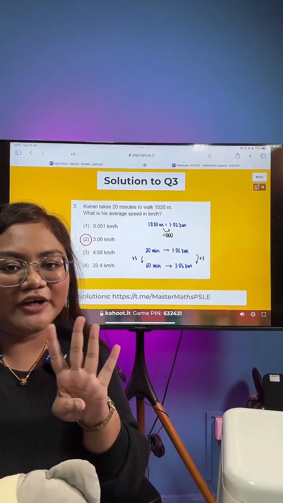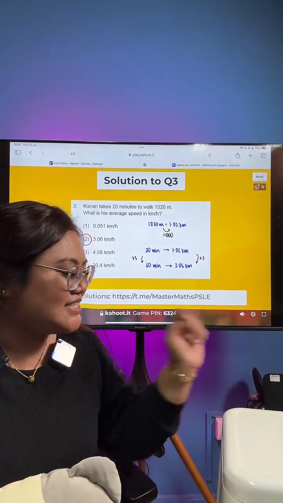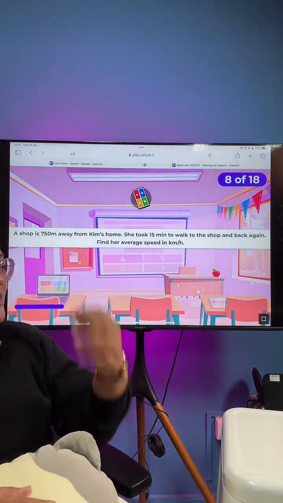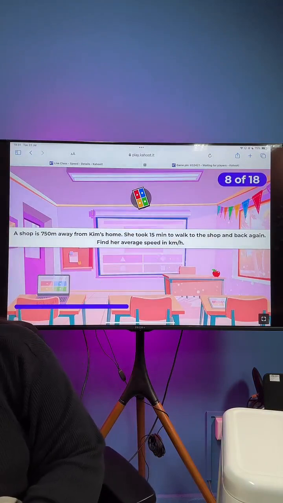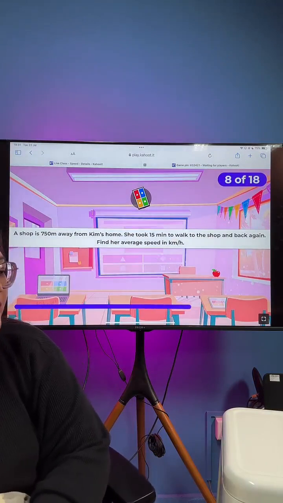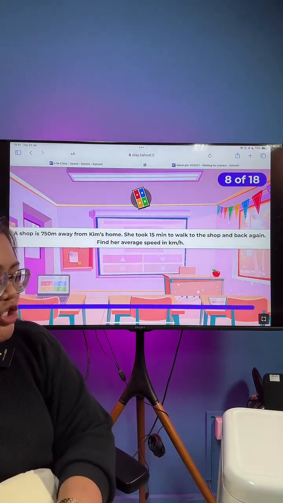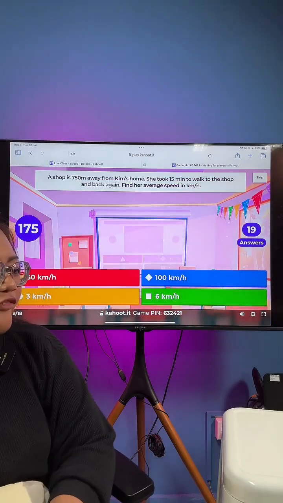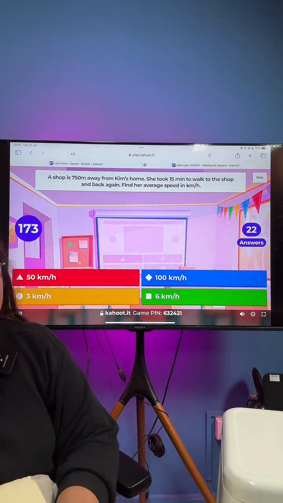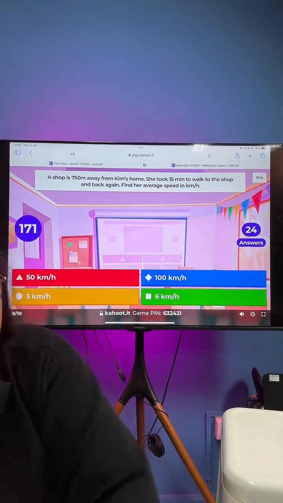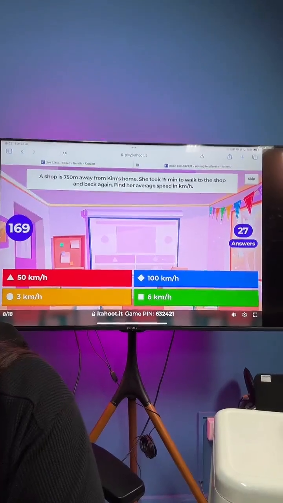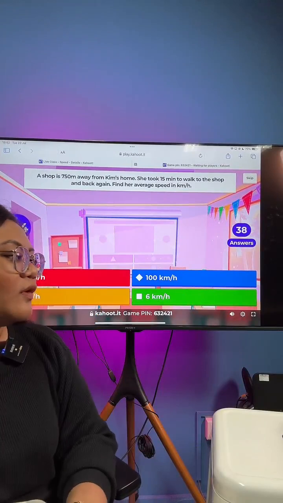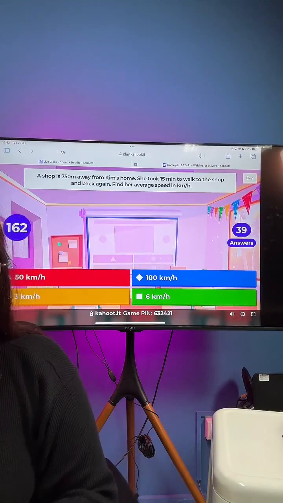5, 4, 3, 2, 1. Let's go. Next question. Down to our 4th question out of 8. And this one you got to read very carefully. A shop is 750 meters away from Kim's home. She took 15 minutes to walk to the shop and back again. Find her average speed in kilometers per hour. So this one you got to read carefully. You are not just going to the shop, you are going to the shop and coming back home. So find the total distance first, okay?